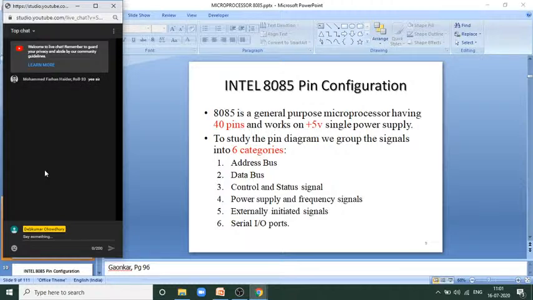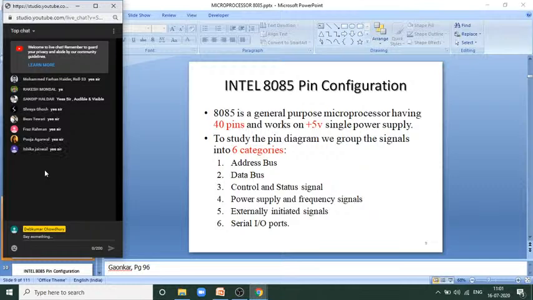Okay, so we are discussing the address bus, data bus, control and status signal, power supply and frequency signal, externally initiated signal, and serial input output ports before the technical problem occurred in my system. Actually, my system restarted unwantedly, that's why this problem occurred. So without wasting any time, we first go to the address bus section.